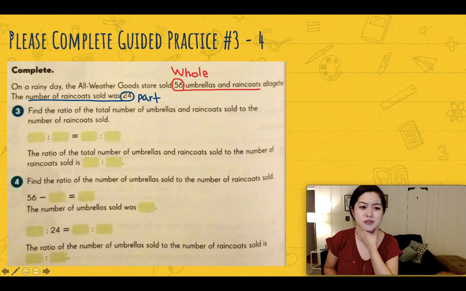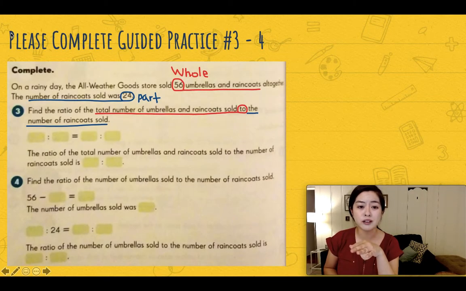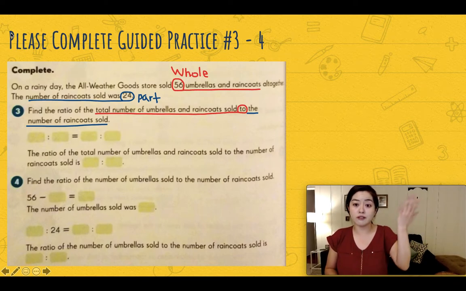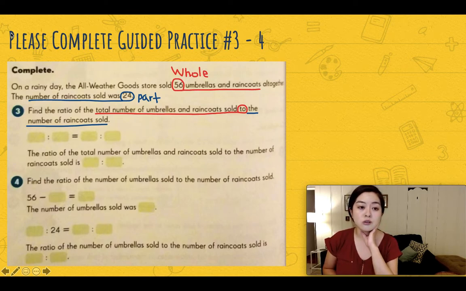Now, if we go to question 3, it's asking us to find the ratio of the total number of umbrellas and raincoats sold to the number of raincoats sold. So, thankfully, we already have that information, so I don't need to do any extra step to find the different part, okay? So that becomes 56 to 24, okay? Remember, order matters. It cannot be 24 to 56. It is 56 to 24 because in number 3, it tells us to find the ratio of the total number of umbrellas and raincoats to the number of raincoats, okay?